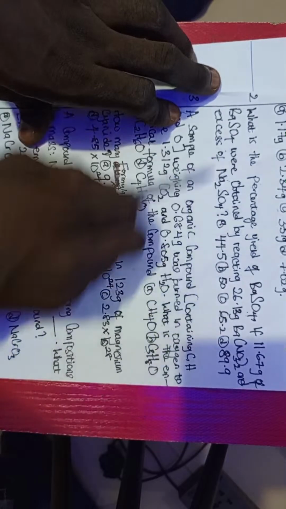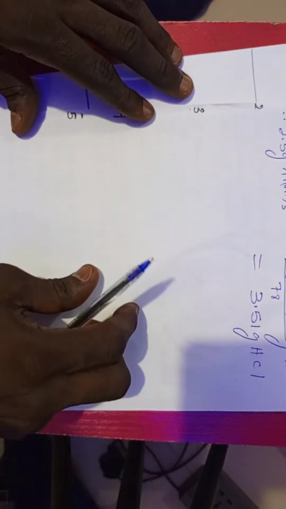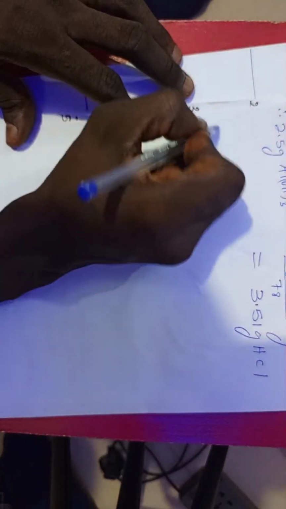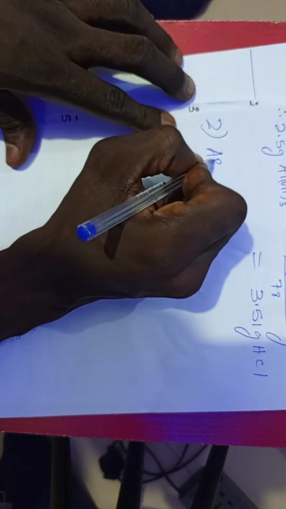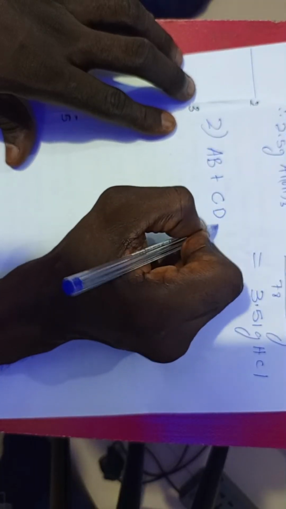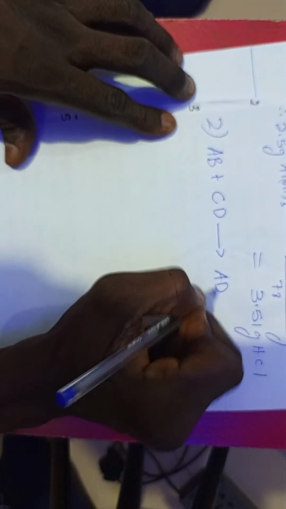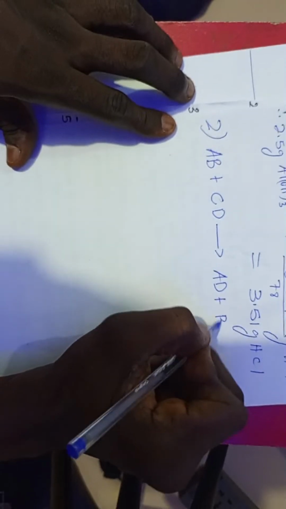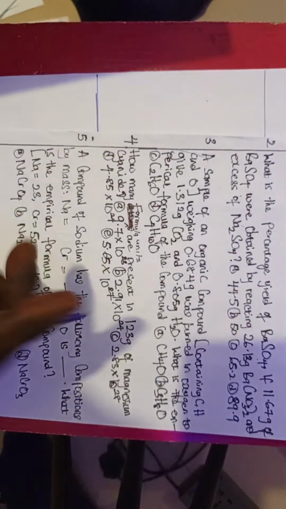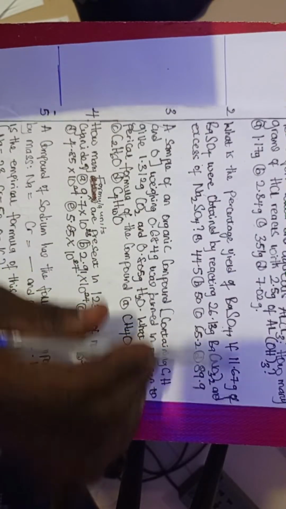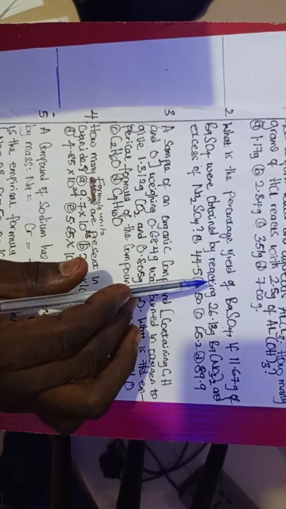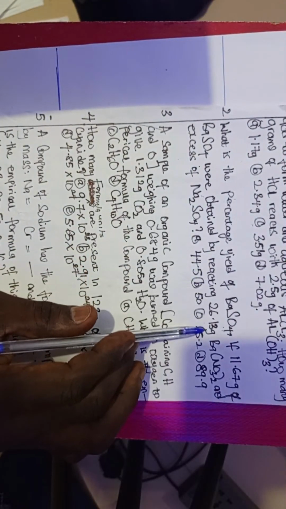To solve this problem, first things first, write out a balanced chemical equation for the reaction. This problem looks like this. The equation looks like AB plus CD to give us AD plus BC reaction. So let's write out the parameters we're given. So we are given that 11.67 grams of barium sulfate were obtained by reacting 26.13 grams of barium nitrate.